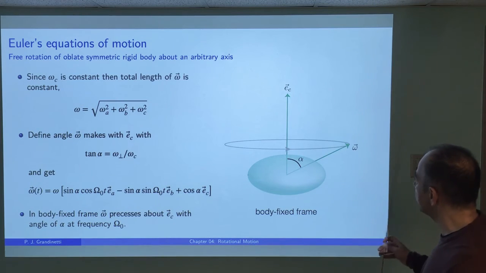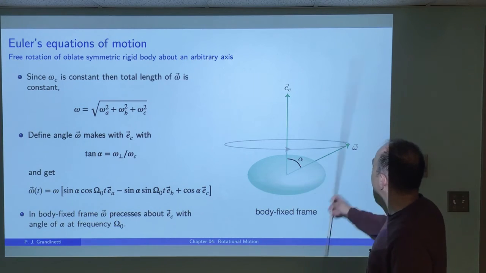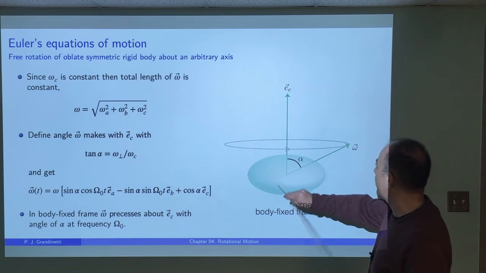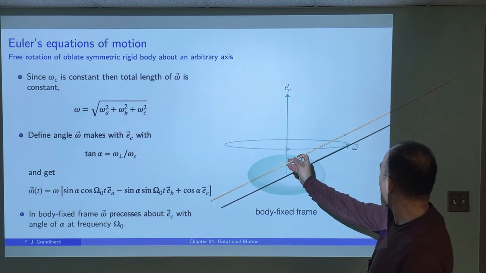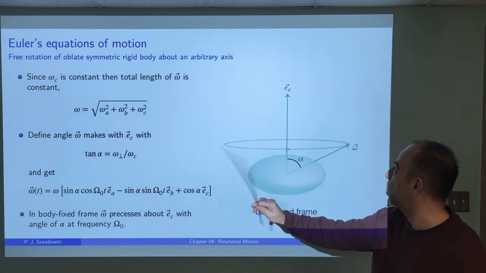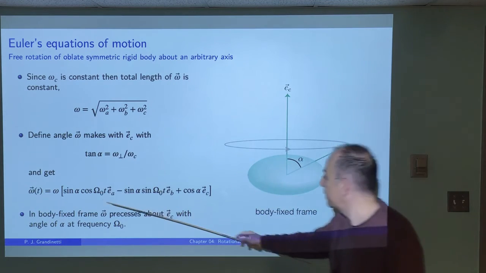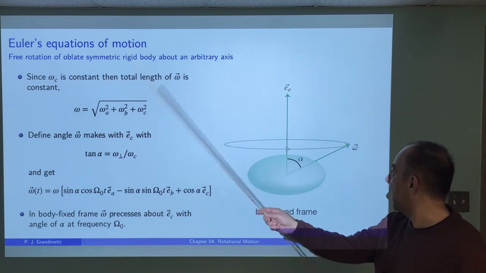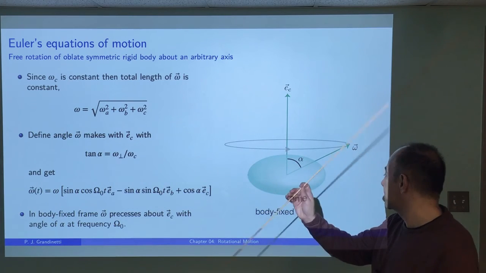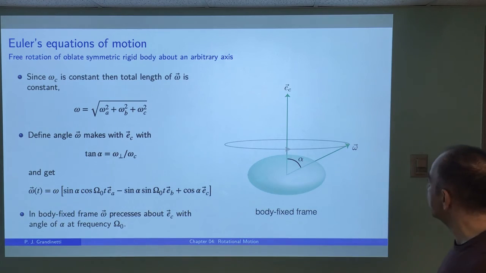So that means that in this picture, we imagine this is the C direction. A and B are perpendicular to C. So you can imagine that this omega vector is going to precess around the C direction with this sinusoidal oscillation on A and B as this system evolves in time. So this is what the time dependence of omega looks like in the body fixed frame. This is from solving the equations of motion.